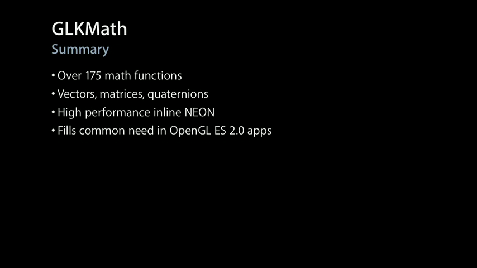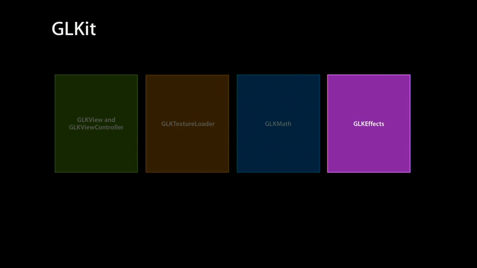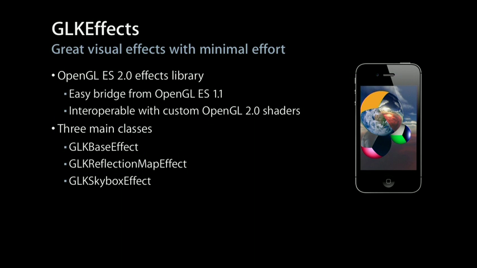So let's summarize. GLKMath has over 175 math functions dealing with vectors, matrices, and quaternions. It's blazing fast, inline, Neon, and fills a common need in most graphics apps, and particularly in apps that are moving to ES2. So that's GLKMath, and last are the GLKEffects. Our motivation with GLKEffects is to enable your application to get the great visual effects of OpenGL ES 2.0, but with very little effort. So this provides you with an effects library that helps you move up from OpenGL ES 1.1 and make your app ready to adopt programmable shaders on its own.